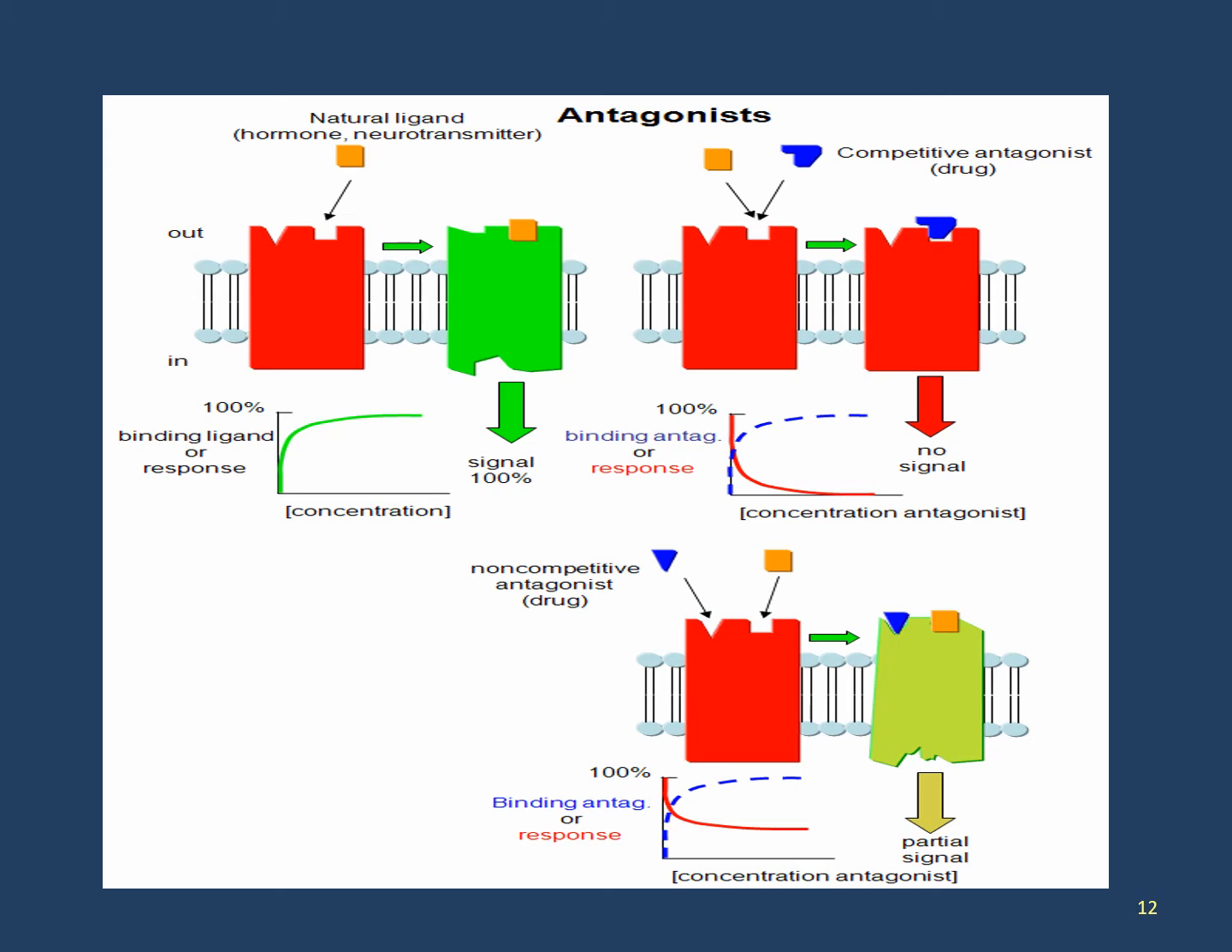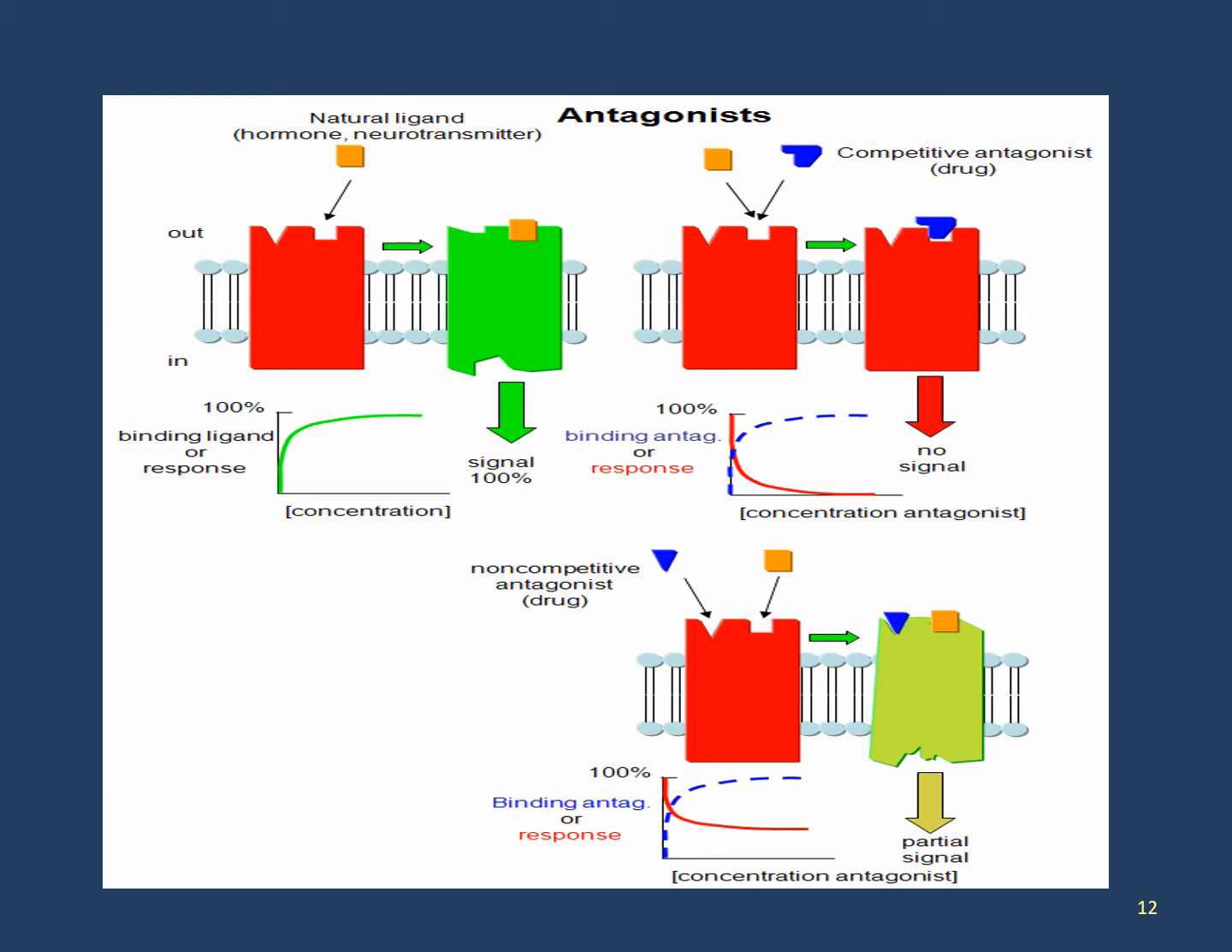Now, consider the act of an antagonist. The competitive antagonist competes for the same site. So again, here's your receptor. Here's the agonist we were just looking at, but here's the competitive antagonist. They're both trying to get in the same spot. A good example of this is morphine and naloxone. Naloxone is a competitive antagonist.